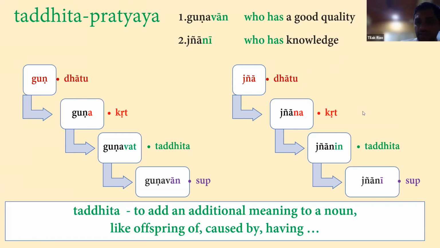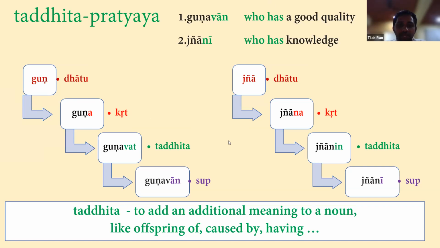Actually, these tadhita pratyayas are not added directly to a krit. So there is one more step that I left out in these examples. And again, if you take jnani, jna, by adding krit, it becomes jnana. By adding tadhita, jnanin, and by adding sup, jnani.